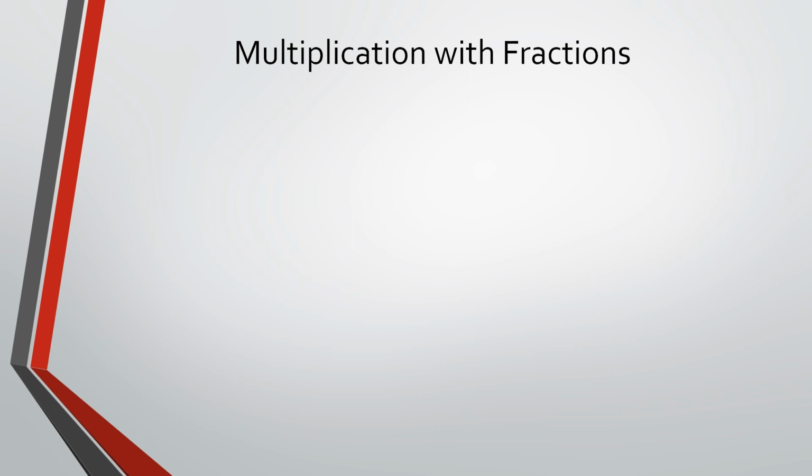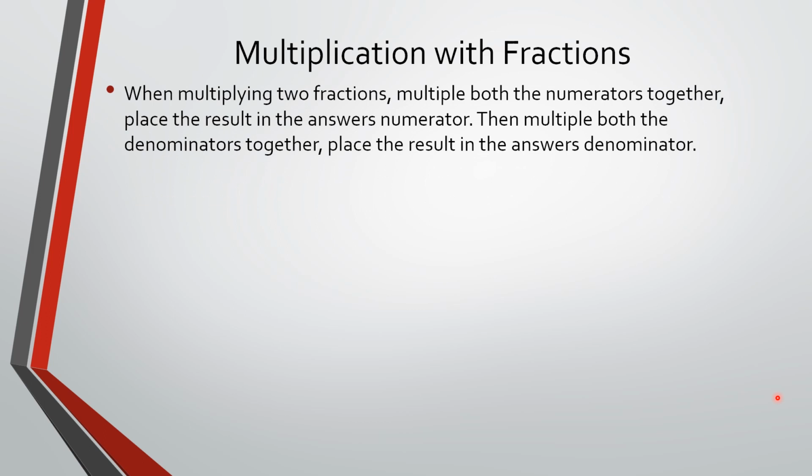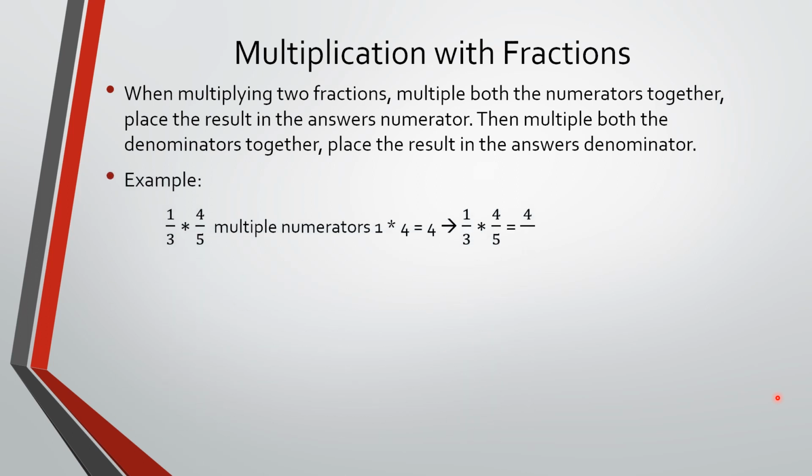Multiplication by fractions. When we multiply two fractions, multiply both the numerators together and place the result in the answer's numerator. Then multiply both the denominators together and place the result in the answer's denominator. So we just multiply straight across when we have two fractions. Let's take a look at that.